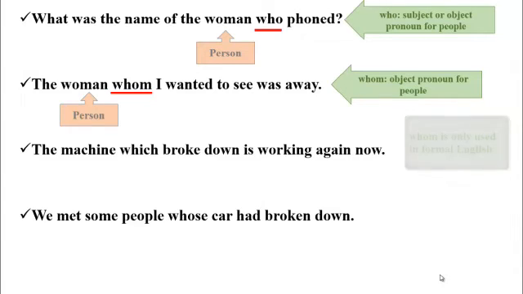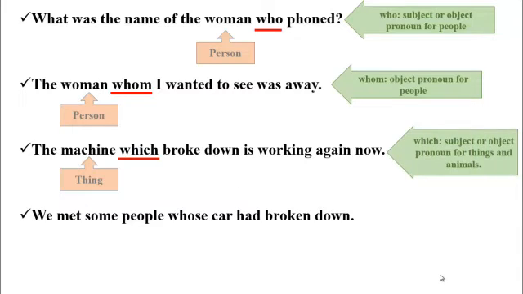Let's move now to the third sentence. The machine which broke down is working again now. Here the relative pronoun is which. Why which? Because the noun before refers to a thing. So here we are not talking about a person. So from this example we learn that which can function as subject or object pronoun for things and animals.